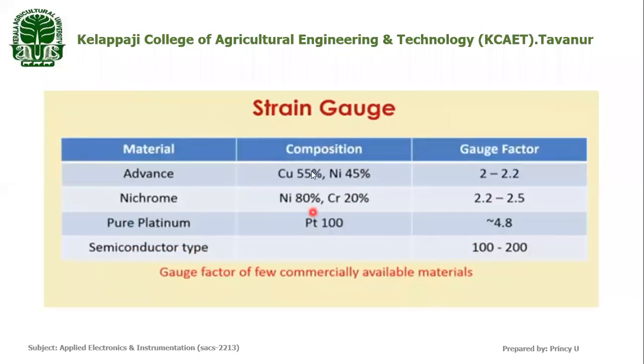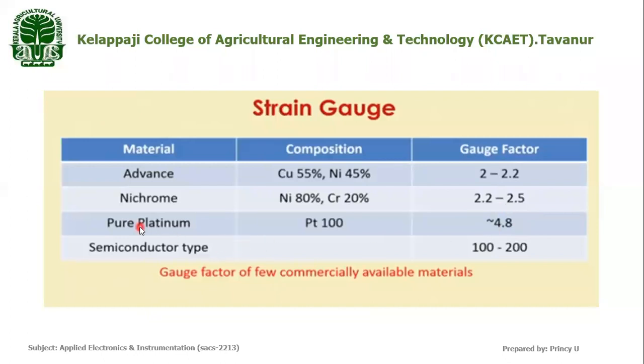Okay. So these are the commonly used constructional materials of a strain gauge in commercially available gauges and their gauge factors. Okay, so advance material is constructed from copper and nickel, and the gauge factor is 2 to 2.2. And nichrome is a composition of 80% nickel plus chromium. Its gauge factor is higher than this material, 2.2 to 2.5. And pure platinum, platinum 100, has a higher gauge factor, approximately 4.8.